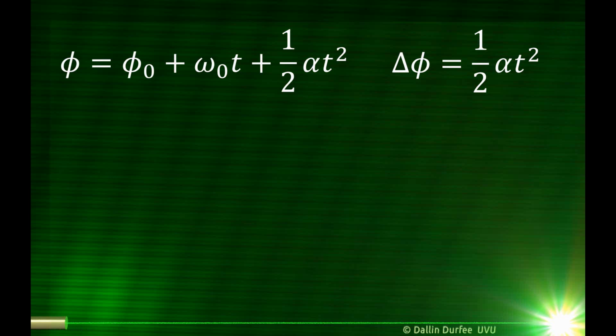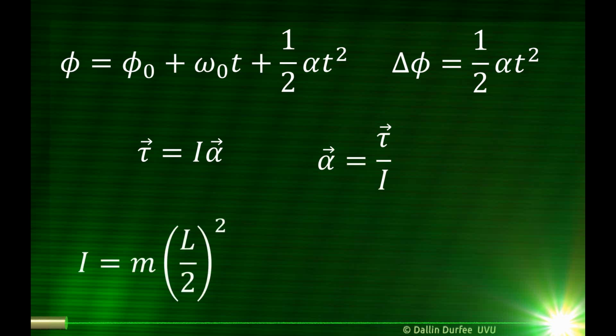We're given the time, so we just need to find the angular acceleration. Well, we get that from Newton's second law. Torque equals I alpha. Torque equals moment of inertia times angular acceleration. So that means angular acceleration is just the torque divided by the moment of inertia.